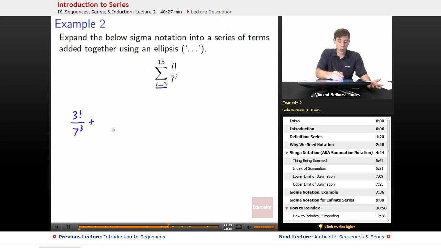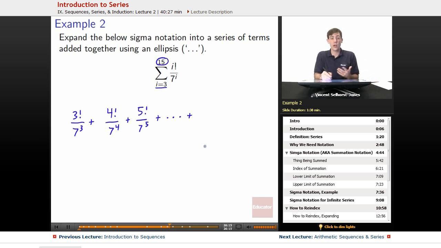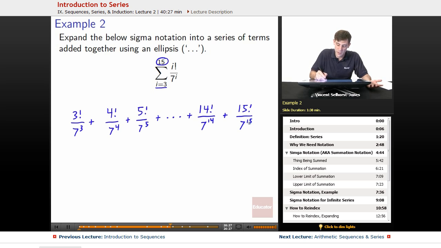Plus, our next term would be, we click up 1, so from 3 to 4, so that will be 4 factorial over 7 to the 4. Plus, our next one, we click up another one to 5 factorial over 7 to the 5th, plus dot, dot, dot, plus. And we're going to finish up here at 15. We could also start off with something before 15. For example, we could write out 14 factorial over 7 to the 14, plus 15 factorial over 7 to the 15. So there we go. We've managed to write the whole thing out using an ellipsis.